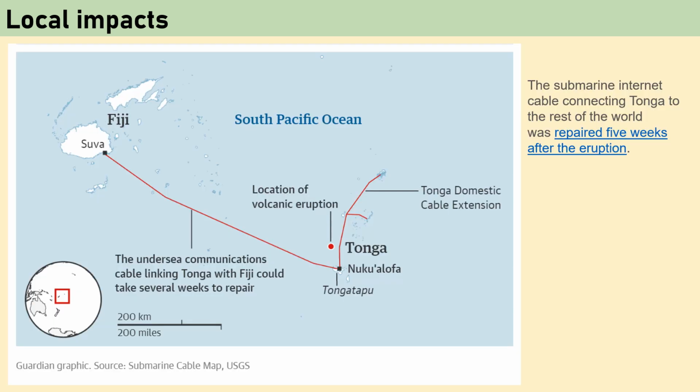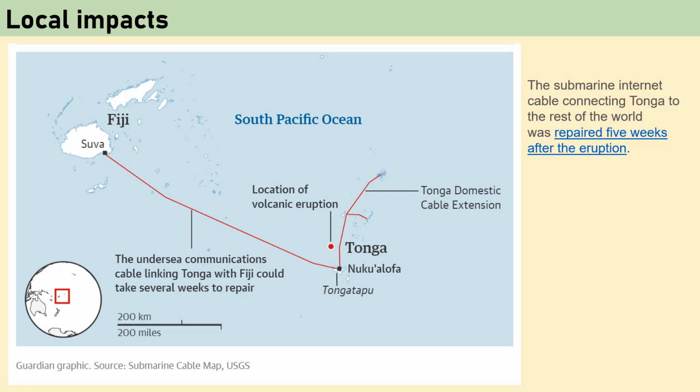So the other major impact locally was that probably due to the tsunami, the undersea communications cable that linked Tonga with Fiji took up to 5 weeks to be repaired, and it meant that some of the Tongan communities were cut off from the rest of the world, certainly in the short term, after the eruption, because that internet cable was one of the major connections that they had to Fiji and then also to the wider world. So it was a short-term impact, but you can imagine in the aftermath of a very frightening event or an event where you might have lost property, or there might have been damage to your community, that would be quite frightening.